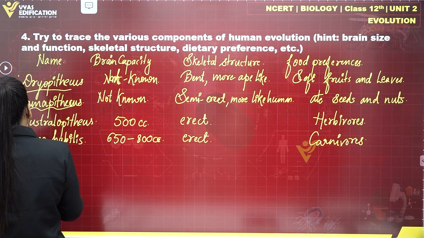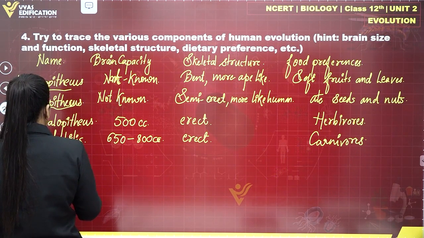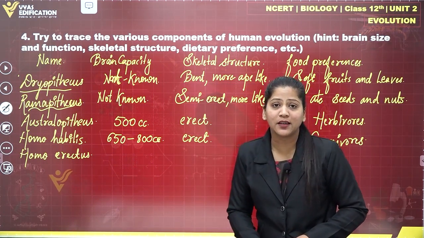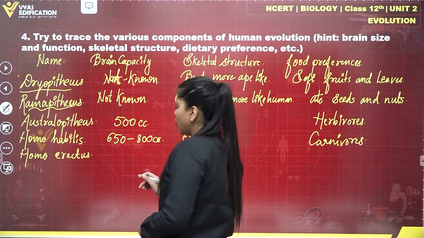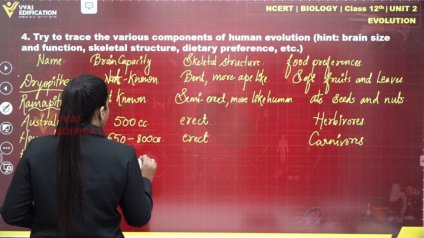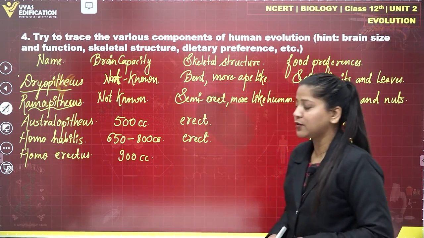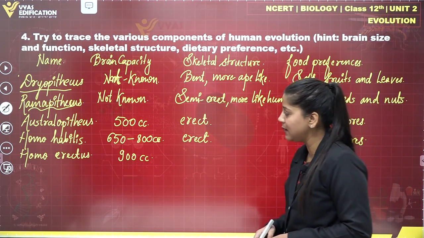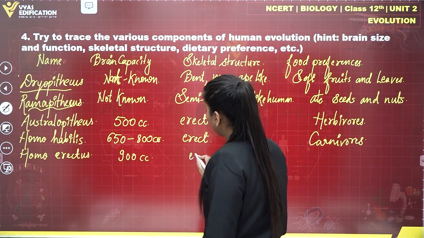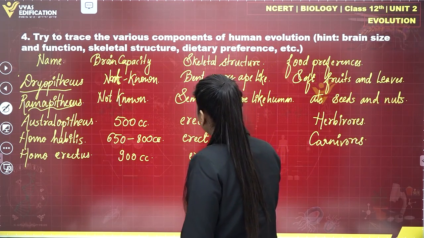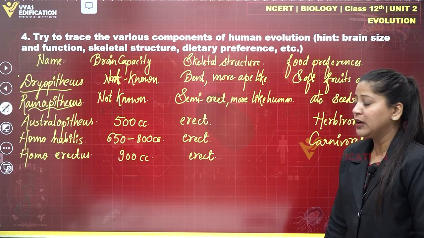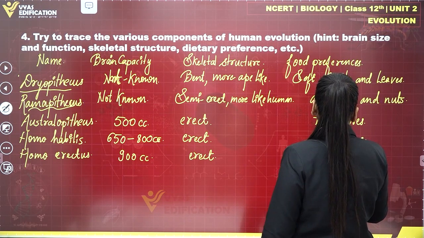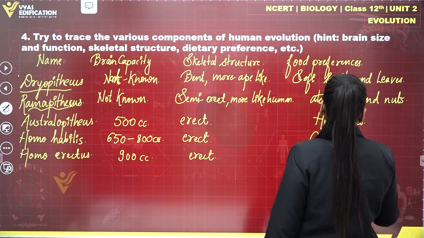Now, after Homo habilis, Homo erectus evolved, with the brain capacity of 900 cc, right? If we talk about skeletal structure, they were also erect. And if we talk about the food preference of Homo erectus, they were found to be omnivorous.